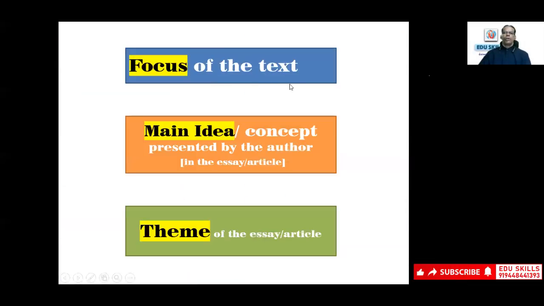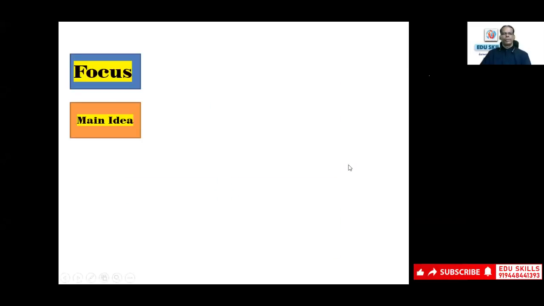Okay, so, focus of the text. As I told you again, unless you go step by step in reading part C, it is a detailed reading. You have to understand the text very fast. So you have to practice with patience, step by step. First of all, you have to see what is the focus of the text. That means the main idea or concept presented by the author in the particular text, or the theme of the essay or the article that you are reading. This is what you have to understand first, not paragraph by paragraph, but the general idea, the focus.